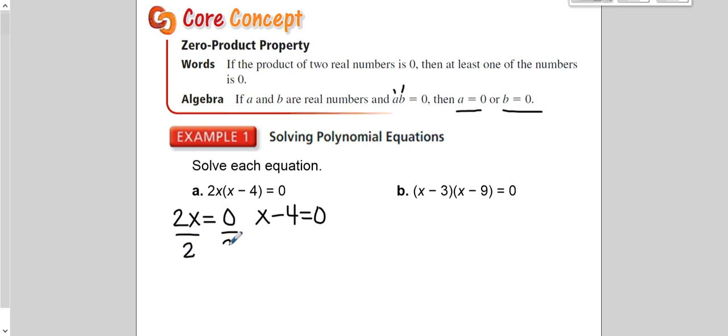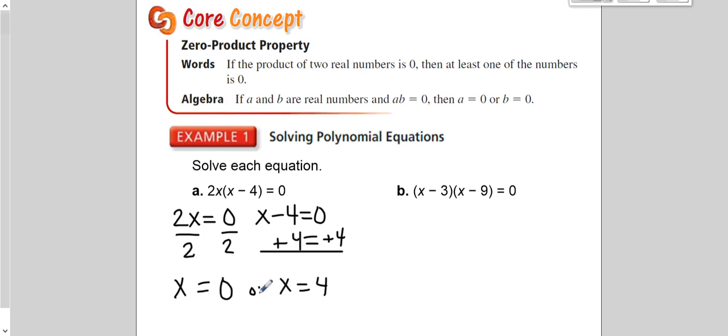X is being multiplied by 2, so divide both sides by 2. X equals 0. Now solve this one. What do we need to do to both sides? Undo subtraction with addition. So we're going to add 4. We get x equals 4. So the answer is x equals 0 or x equals 4. Both of them will make the equation true.